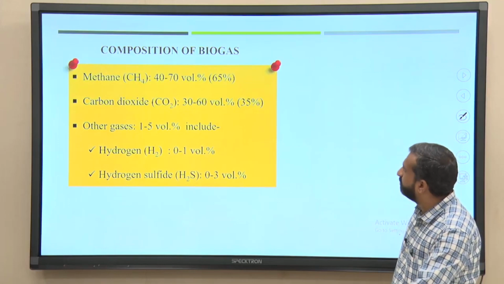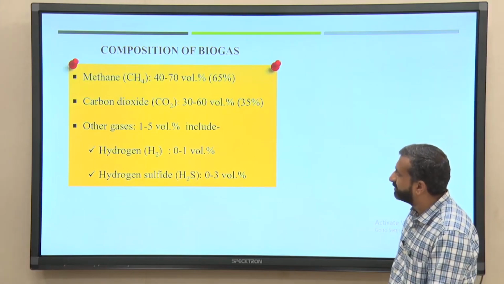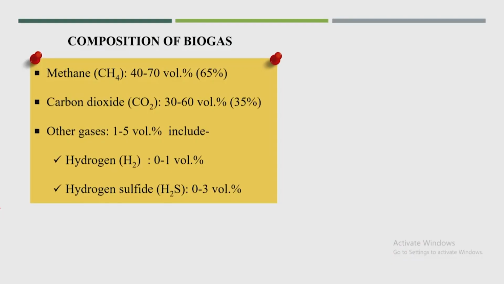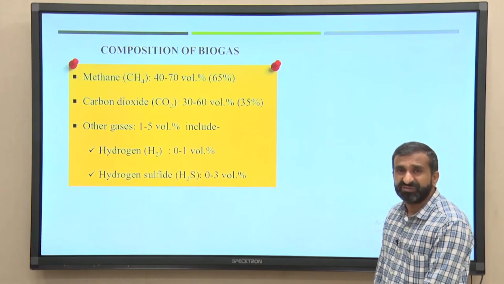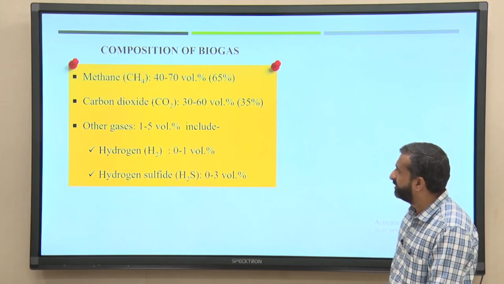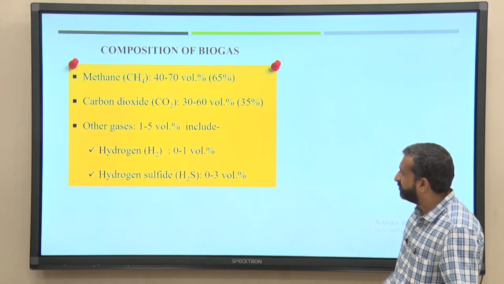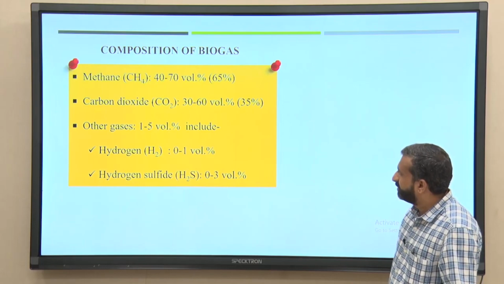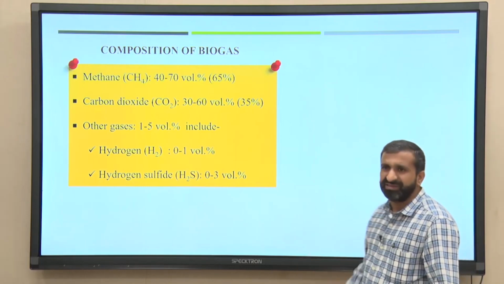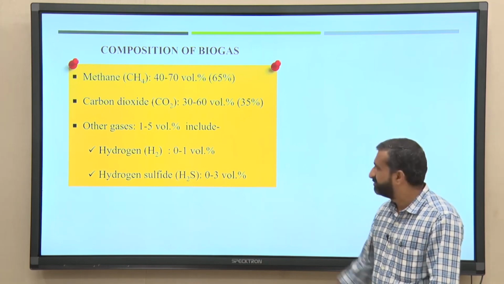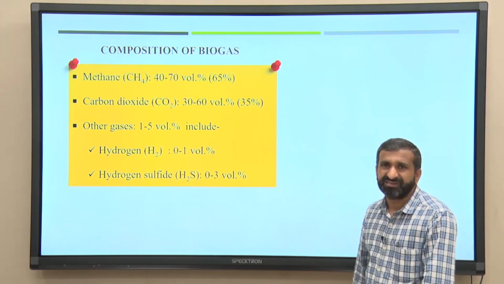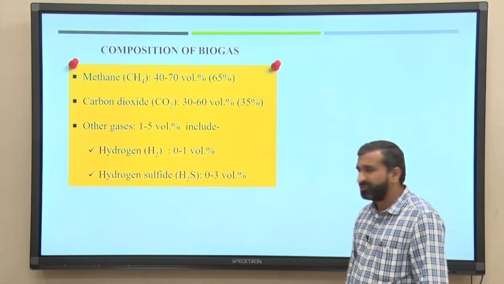When you talk about the composition of biogas, the methane percentage can go up to 70%, but a properly designed reactor can achieve a minimum of 65% methane. Carbon dioxide could be 30 to 60%, and other gases are between 1 to 5%, but in a proper reactor the percentage of other gases never increases beyond 1% or 2%.